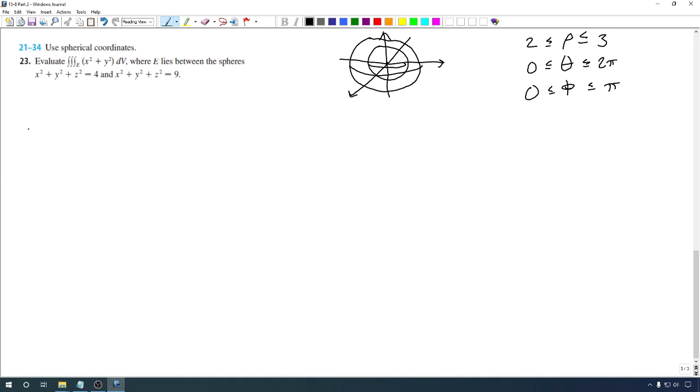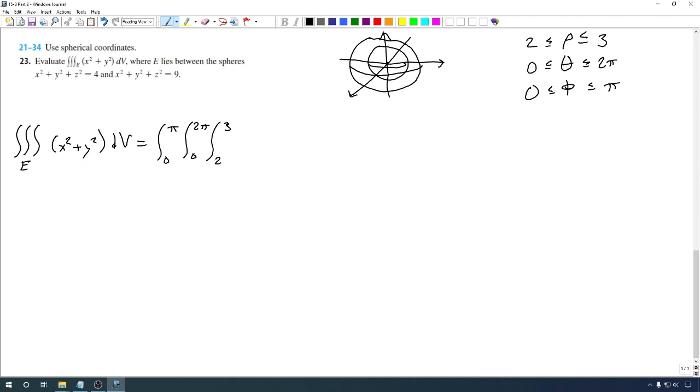And so those are the limits that we're going to have for our first two integrals. So phi is going from 0 to pi, theta is going from 0 to 2 pi, rho is going from 2 to 3.